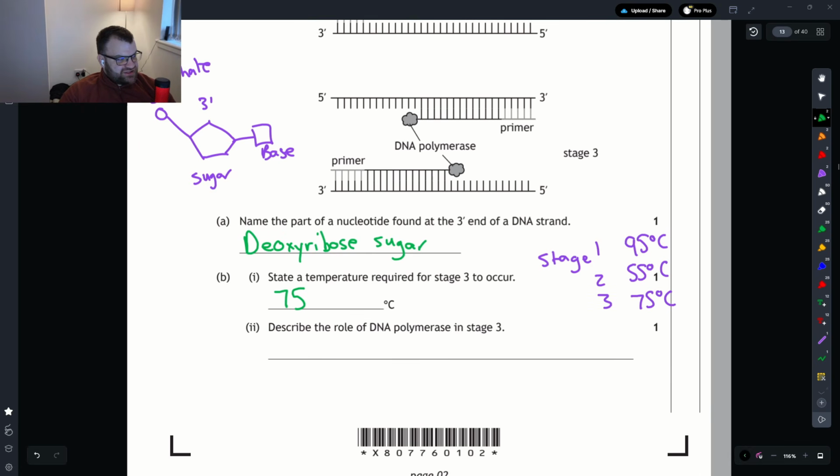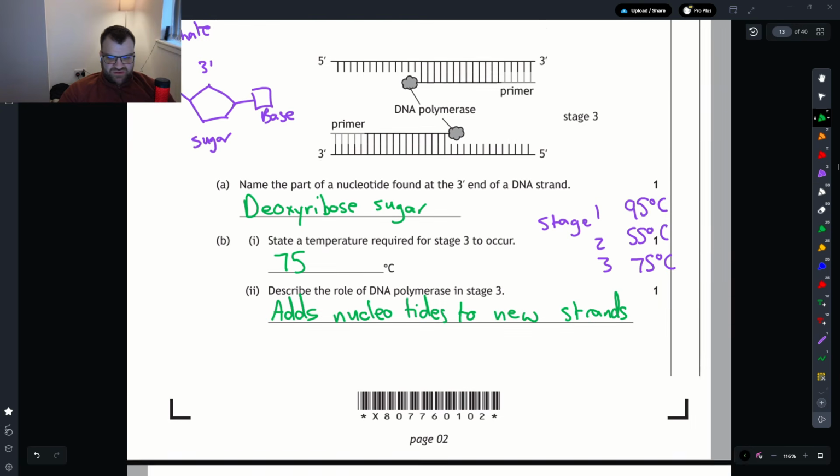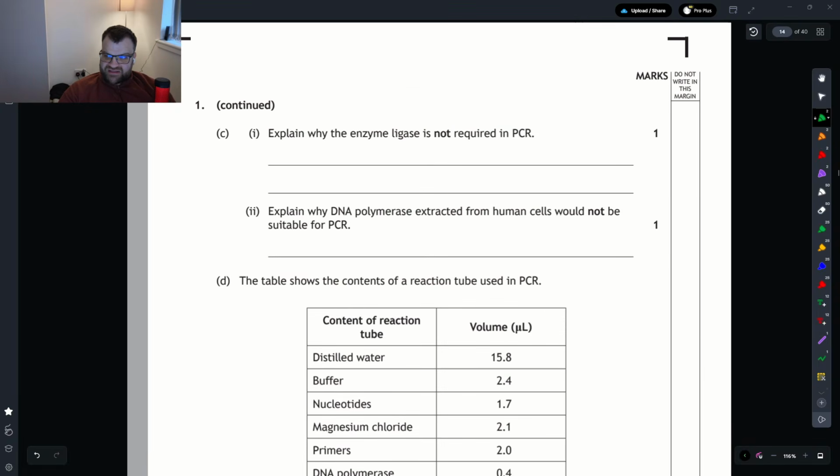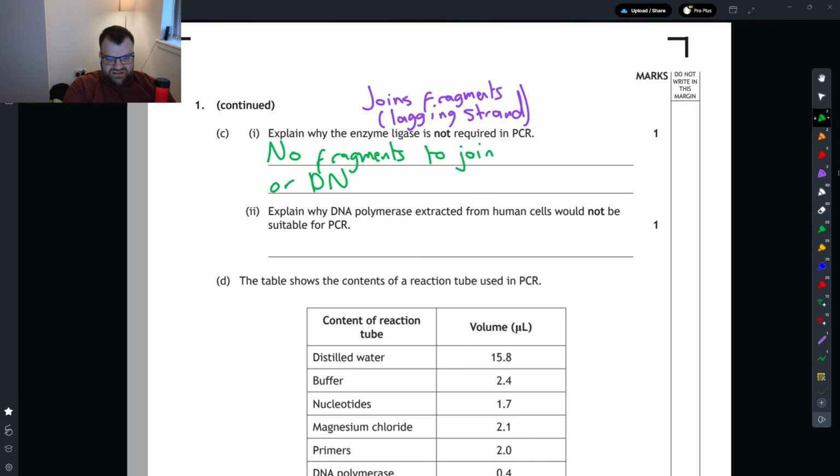DNA polymerase's job is to replicate the DNA. So it's responsible for the replication. It adds nucleotides to the new strands. Next one, why is ligase not required? Ligase is to join fragments in the lagging strand. And the reason there's no fragments is DNA is replicated continuously. So like the leading strand type thing, it's continuous. It's replicated.